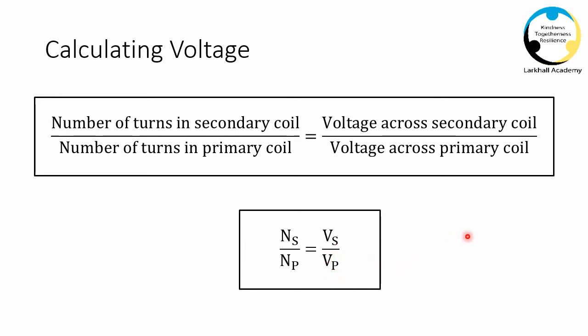Now it's important at this point to highlight the fact the number of turns is just a number, so it says it here, it's a number. Because it's a number, it doesn't have any units. Voltage, of course, does have units. Hopefully we're all quite aware of that. Voltage is, of course, measured in volts.